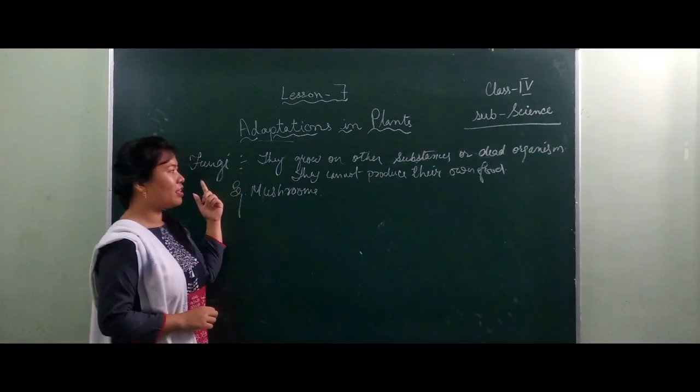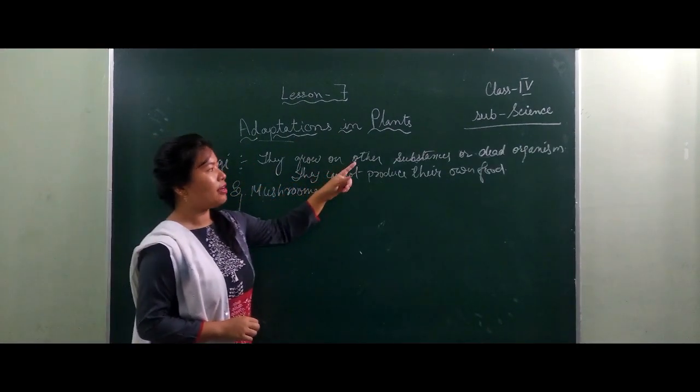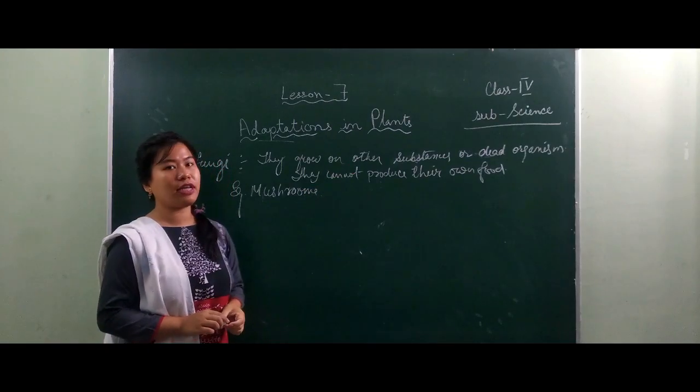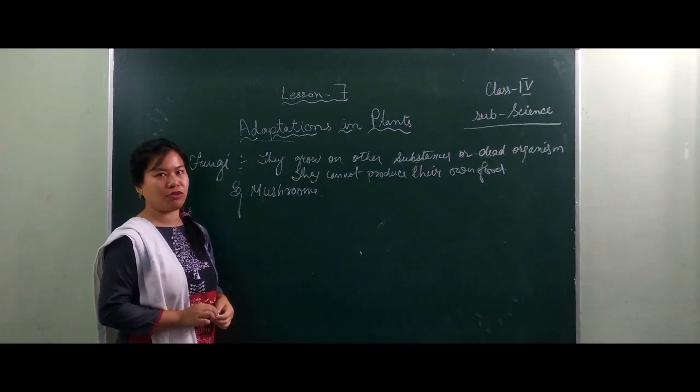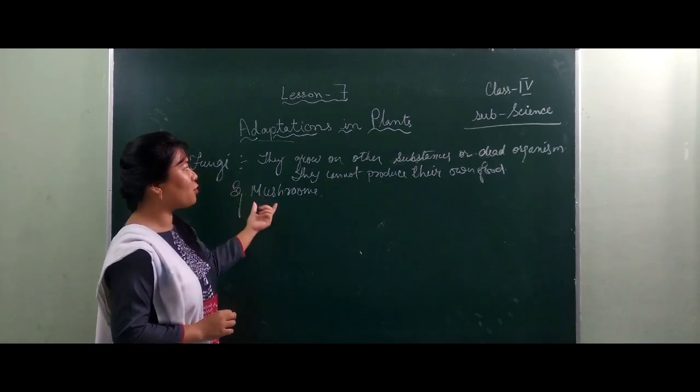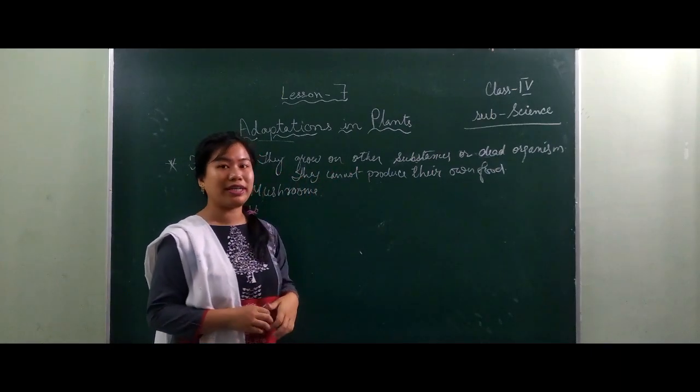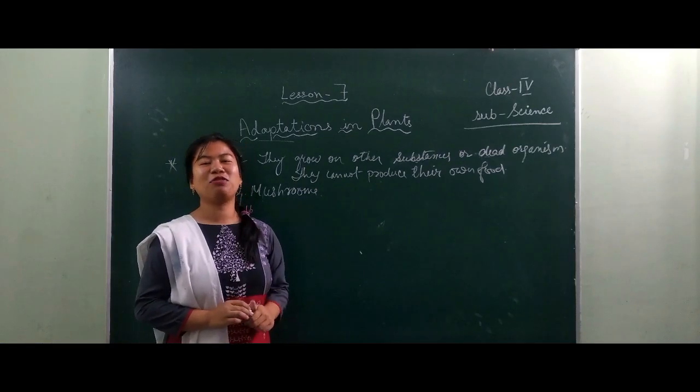Now the last topic is fungi. They grow on other substances or dead organisms. They cannot produce their own food. For example, mushroom. A mushroom is a fungus because it grows on other substances or dead organisms, and does not produce its own food.